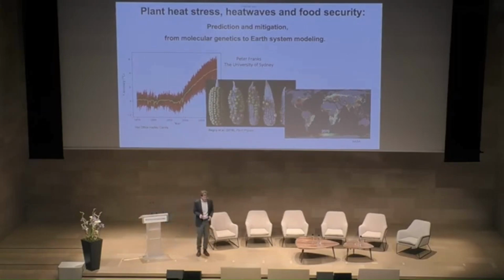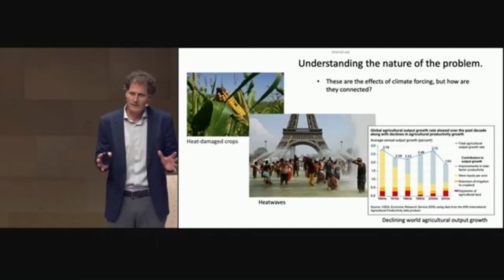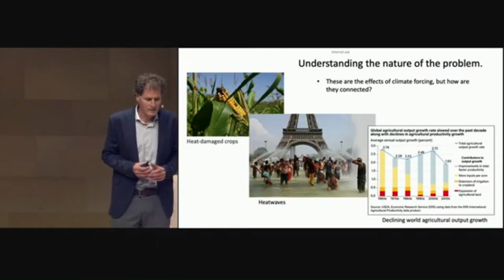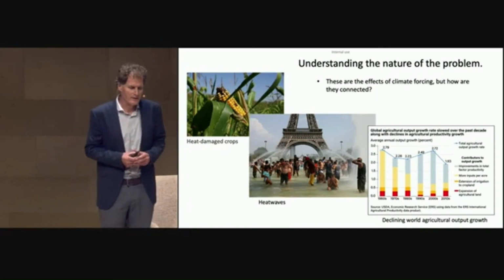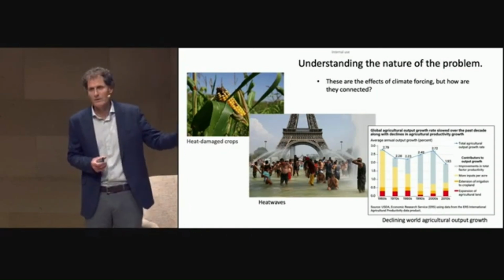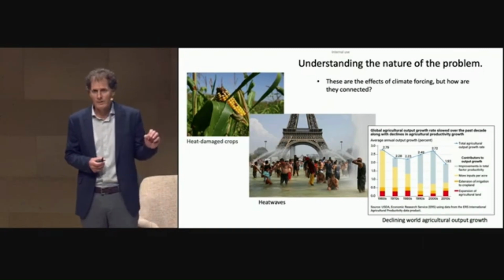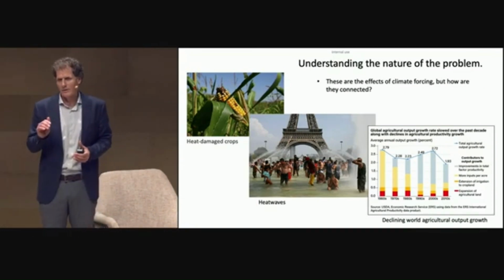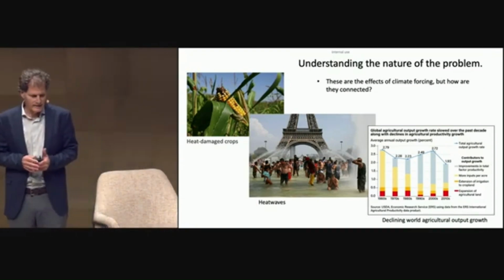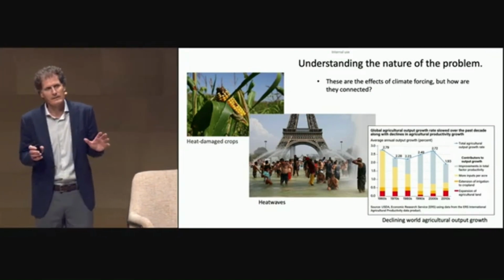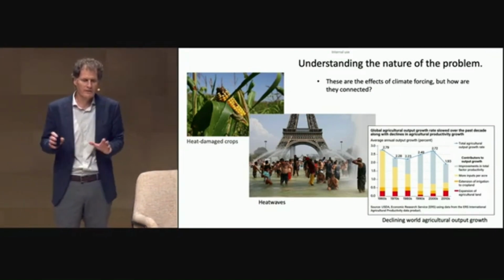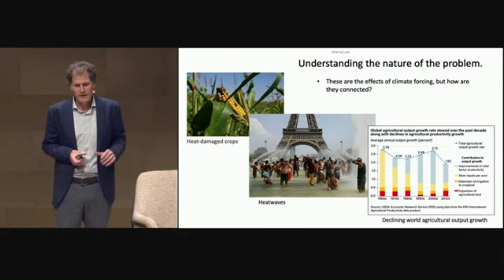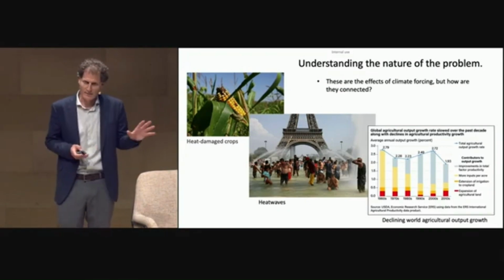Today I'm going to talk about plant heat stress, heat waves and food security, and how those events are linked together. What you see here are some very familiar events resulting from climate forcing, from the climate change that we're undergoing at this present time. Damage to crops, for example corn, which is particularly vulnerable to heat stress, heat waves, and declining agricultural output productivity. How are these events linked? And if we can understand those linkages, can we make changes in different parts of that system to affect other parts of that system at different times and in different places?